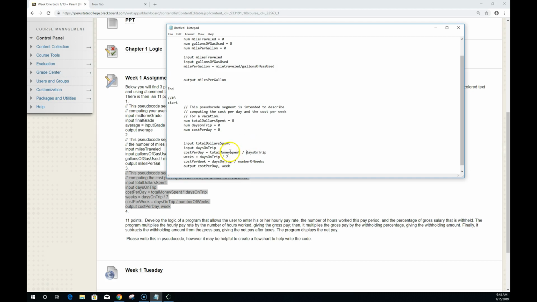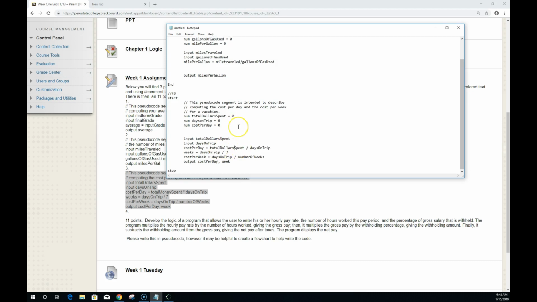Oh, so instead of total money spent, total dollars. And those kinds of things will drive you crazy when you're creating your own code. I thought I said it, and your brain will interpret that as the same. So cost per day equals total dollars spent divided by days on trip. So if I spent $700 and I spent a 7-day trip, I spent $100 a day.